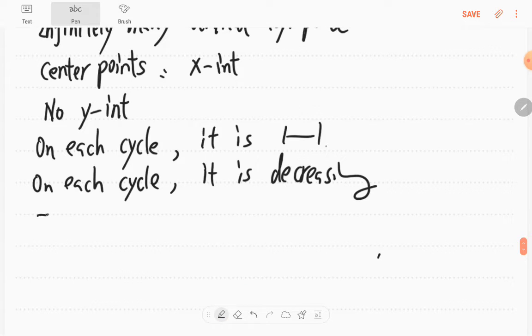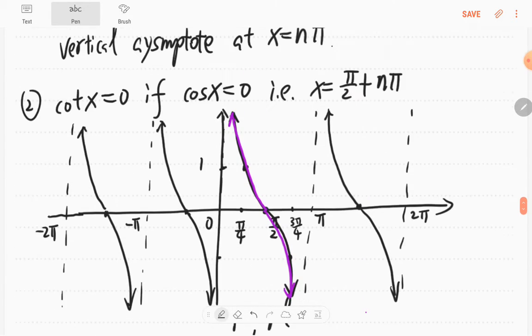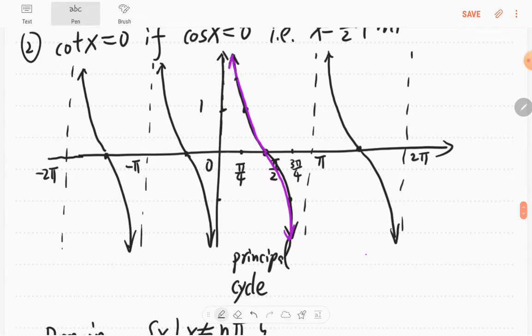So this cotangent of negative x equals negative cotangent x. So it's symmetrical with respect to the origin, right? So this point here corresponds to this point, right? So it's symmetric with respect to the origin.